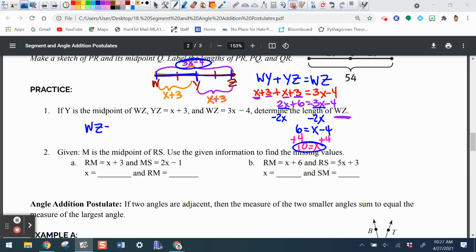So WZ is equal to 3 times, instead of x, we'll substitute 10. 3 times 10 minus 4. 3 times 10 is 30, and 30 minus 4, we get the length from W to Z, which is 26.